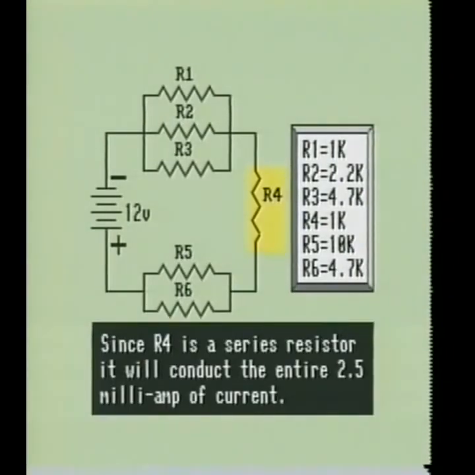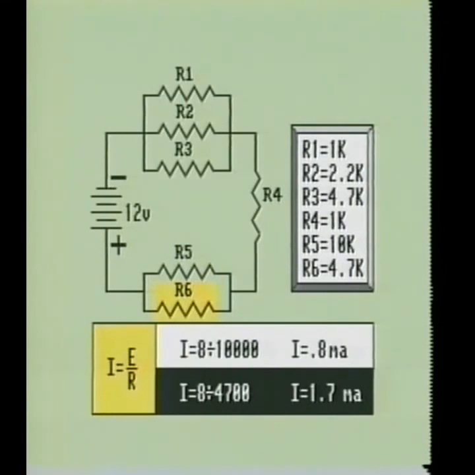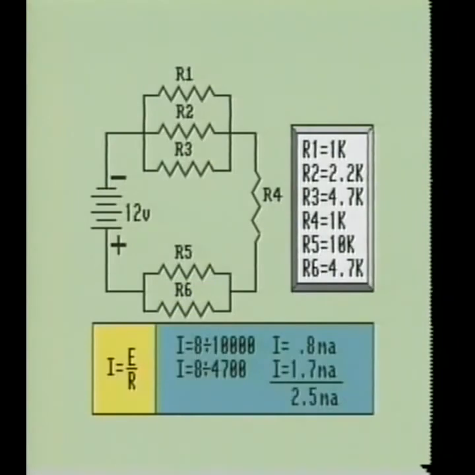R4 is a series resistor, so it will pass the entire 2.5 milliamps. From here the current splits again and flows into the R5-R6 combination. Once again we will use Ohm's law formula I equals E over R. When we divide the voltage drop across R5 by the resistance of R5, it shows that R5 is passing 0.8 milliamps. Likewise, when we divide the voltage drop across R6 by the resistance of R6, we see that R6 is passing 1.7 milliamps through it. When we add the two currents together, we see we again have 2.5 milliamps flowing through this combination.